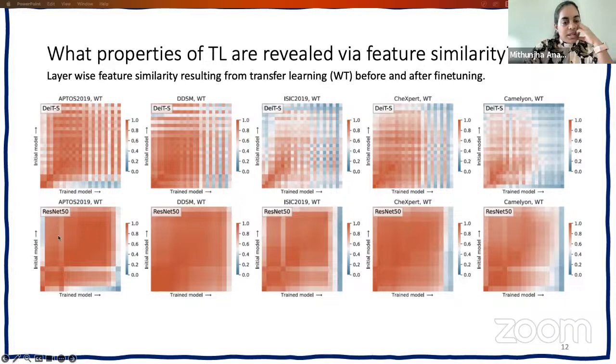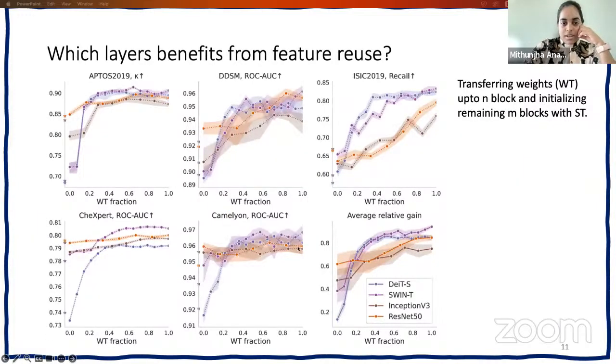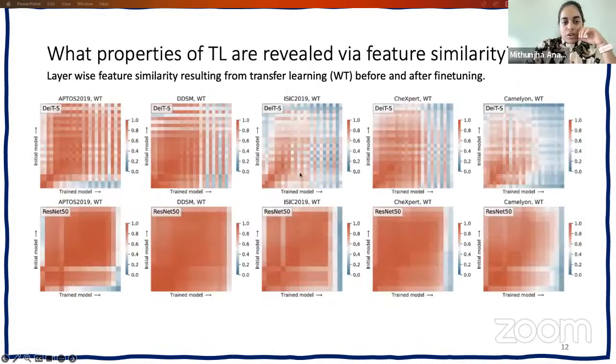And with the ResNet, we can see that the feature similarity is high throughout the network. As we already observed, the average relative performance gain is consistent throughout the network. And here also we can see the feature similarity is consistent throughout the network, but in the last layers there is a difference, because the later layers have to adapt for the new task.